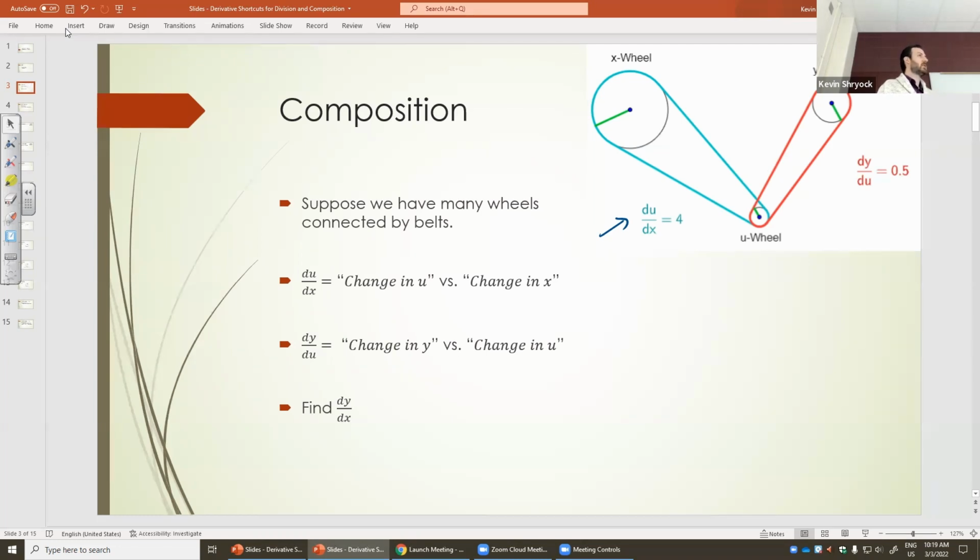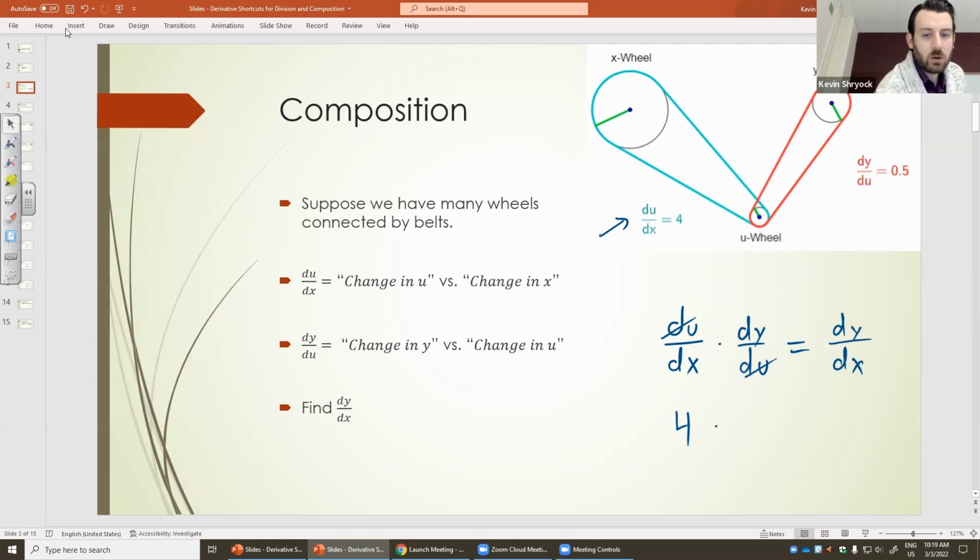In fact, we could write this with ratios the way that we did in algebra, because it should make a lot of sense that the ratio of how much du and dx change, multiplied by the ratio of how much dy and du change, should be the ratio of how dy and dx change. In other words, that change ripples through multiplicatively. There's a multiplicative flow for how the changes ripple. We all feel good on this story?